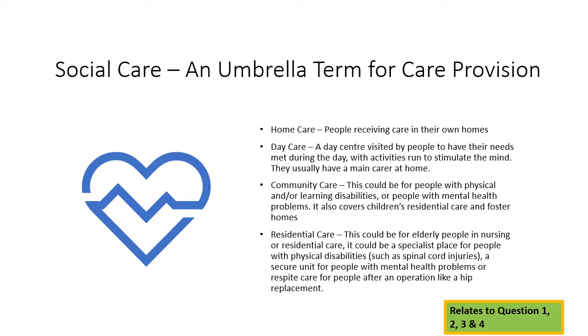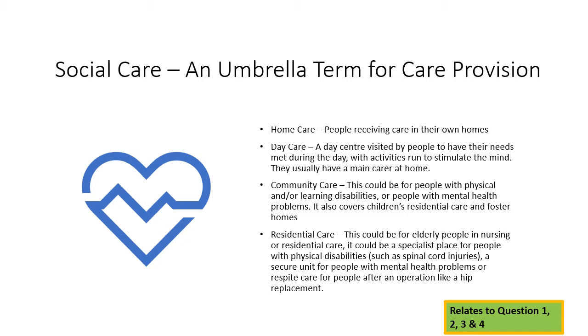Home care, so that's people receiving care in their own homes. Day care, a day centre visited by people to have their needs met during the day with activities run to stimulate the mind. They usually have a main carer at home. Community care, so this could be for people with physical and or learning disabilities or people with mental health problems. It also covers children's residential care and foster homes.